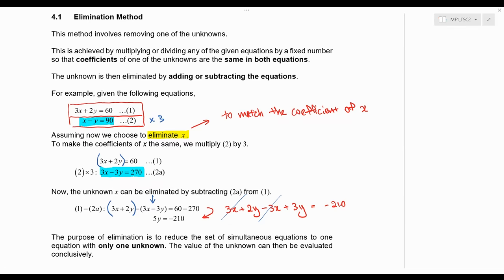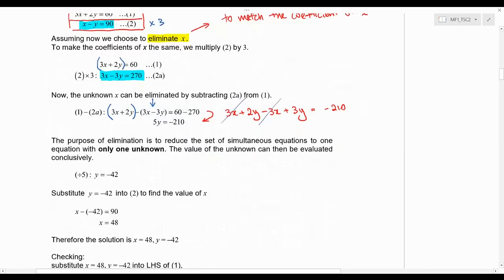Once I arrive at this step, you will notice that I've successfully eliminated my x, and the only thing that's left behind is 5y equals negative 210. So you just have to divide the entire equation by 5, and you have your answer for y. So that gives us y equals negative 42.